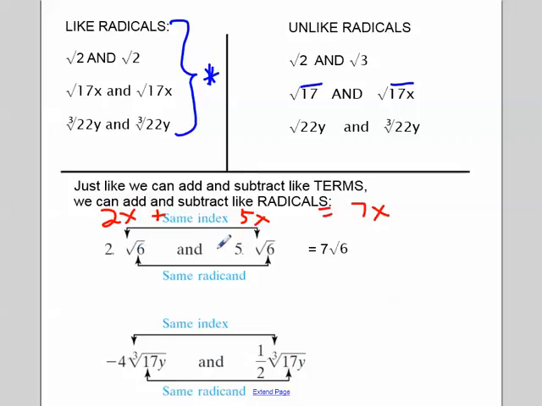Well, it's the same idea, just like we did with the 2x and the 5x, if we wanted to add them up, we could add them up as 7x. Treat the square root of 6 as the x and say, well, I got 2 of them and 5 of them. I got 7 of them. When I add them up, I get 7 square root of 6. And there's the whole idea. That's the bottom line. If you know that these are like radicals, we can add them up.